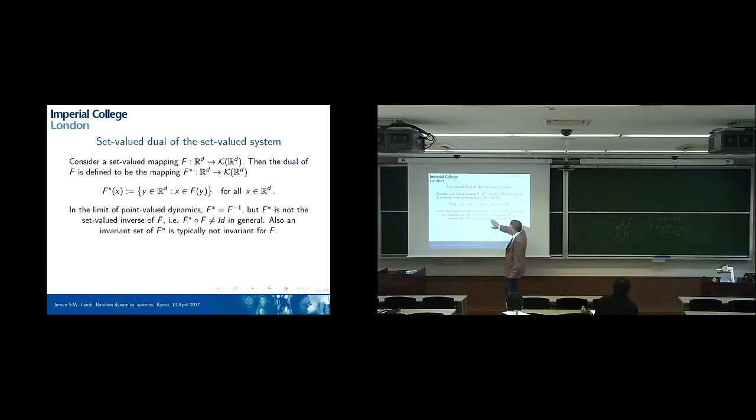So maybe good to notice that if it's just one point, if we don't have the epsilon ball, the sigma ball, then of course F star is precisely F inverse. But F star is not the set valued inverse of F. So F star composed with F is not the identity. And also importantly, a set that's invariant under F star is typically not invariant under F.